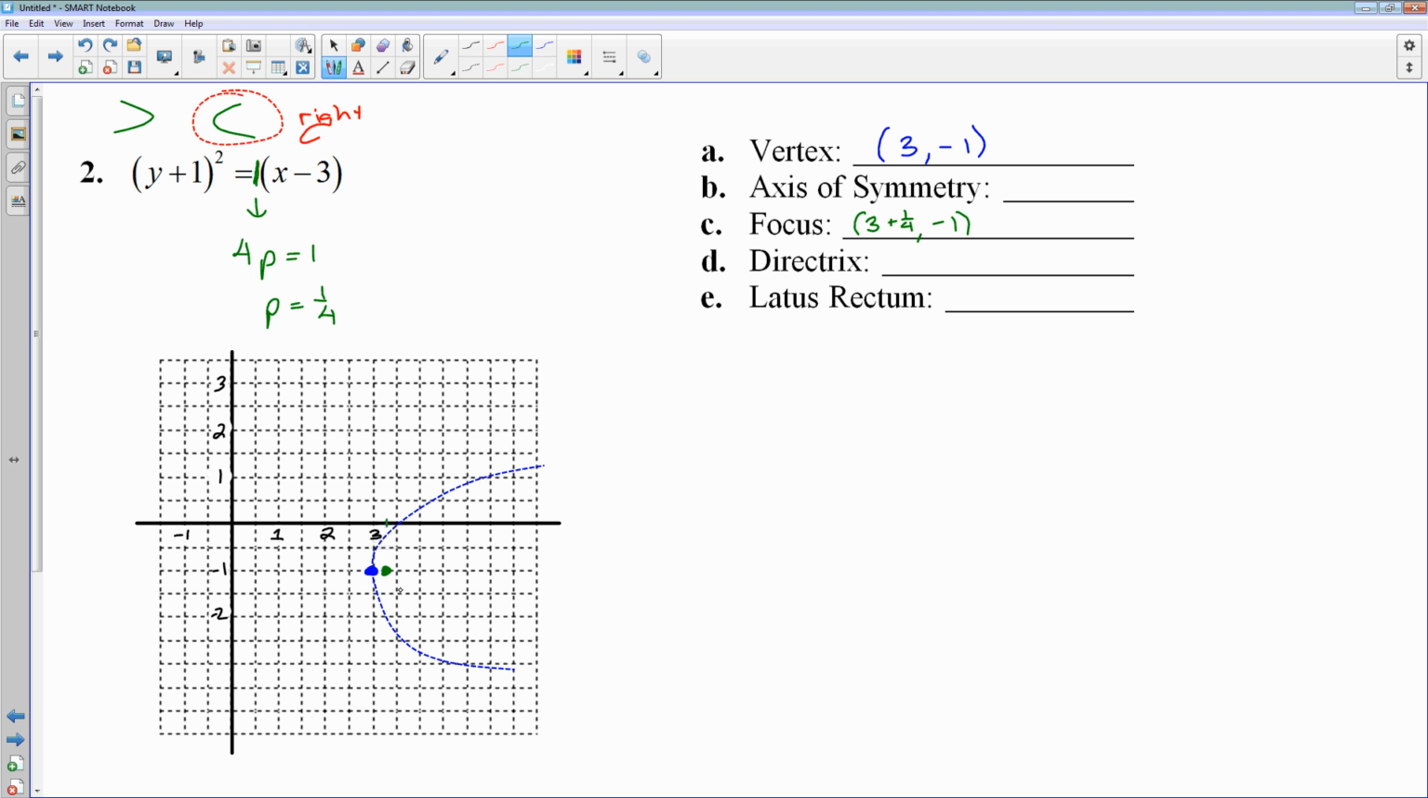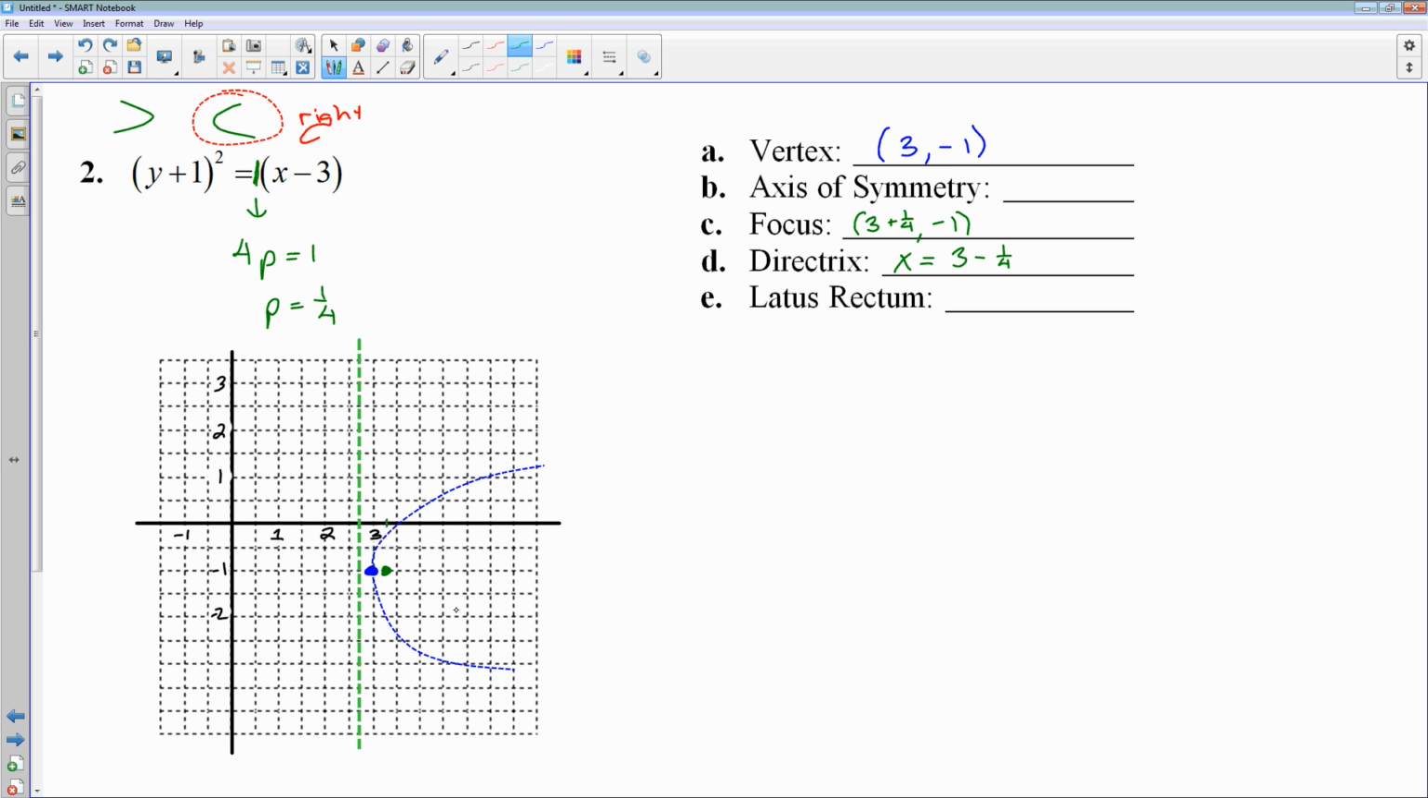My directrix is a line that's on the exact opposite side of my vertex. So my focus is 1/4 away on one side, and my directrix is going to come down right here. That is a vertical line, right? My directrix is a vertical line, so it's x equals, and I started at 3, then went to the left 1/4. So it's going to be x equals 3 minus 1/4.